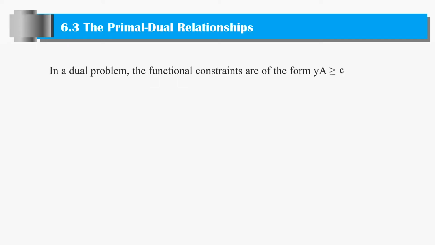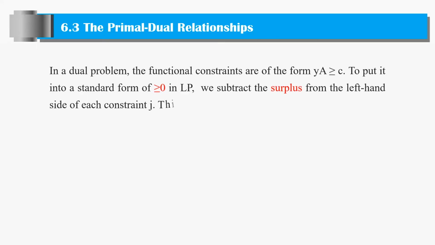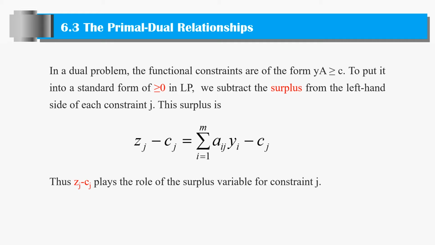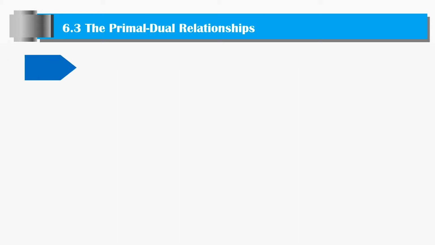In a dual problem, the functional constraints are of the form Ya bigger than or equal to C. To put it into the standard form of a linear programming problem, we subtract the surplus from the left side of each constraint j. This surplus, when we move all the values to the left-hand side, zj minus cj, is simply the sum of aij yi minus cj. So in the standard form, bigger than or equal to 0, zj minus cj plays the role of the surplus variable for the constraint.